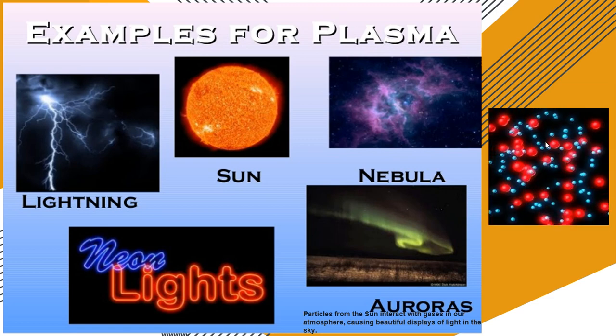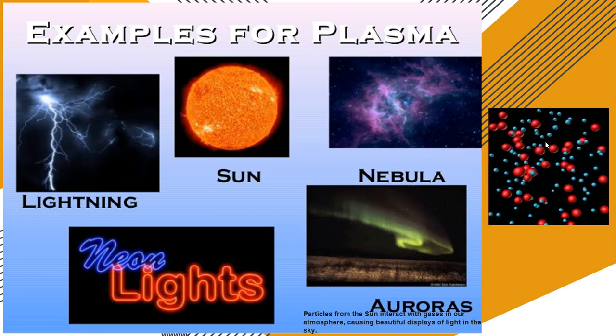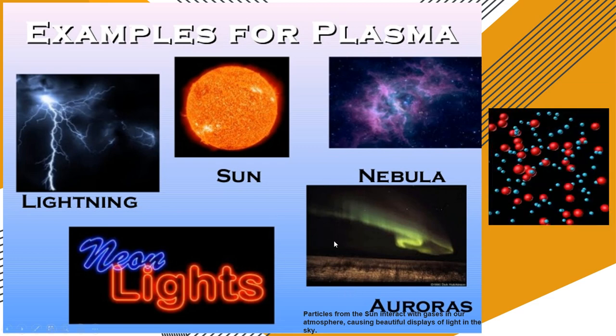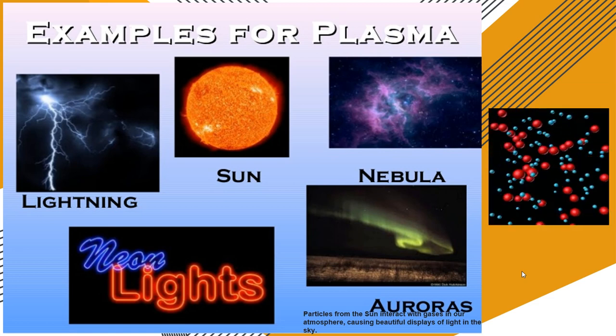Okay, fifth graders, what is a nebula? I think I heard you say a new star. At least that is what you should have said. Remember, a nebula is a new star. We talked about that in our space unit. Neon lights, that is plasma. Now, we haven't talked about an aurora. Auroras are particles from the sun that interact with gases in our atmosphere, causing beautiful displays of light in the sky. So these are examples of plasma, the fourth state of matter.